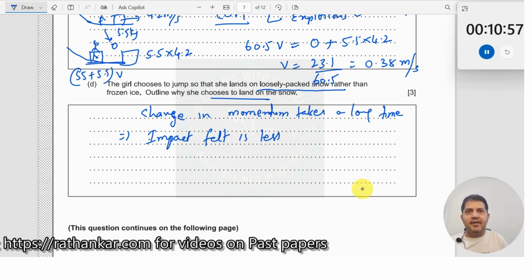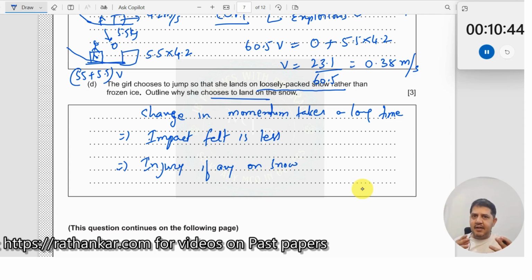And as a result of it, now what is it? So injury, if any, on snow after you fall, because whenever you fall from any moving vehicle, definitely there will be an injury. But it will be lesser here. The injury, if any, on snow will be lower than that on ice, right? So three points we have very clearly mentioned over here. Okay, next.